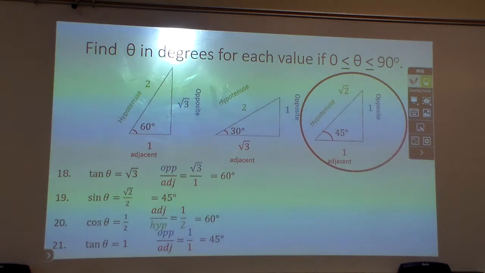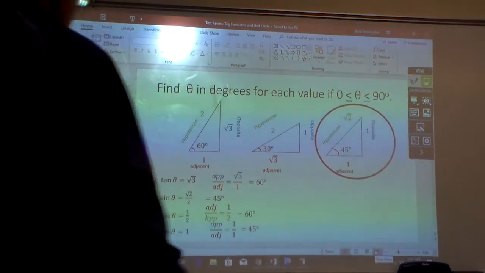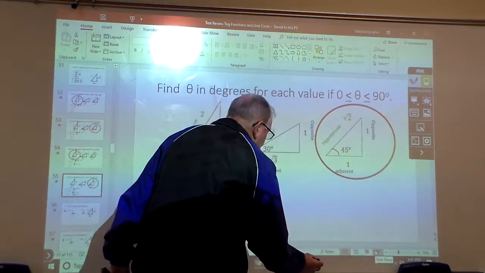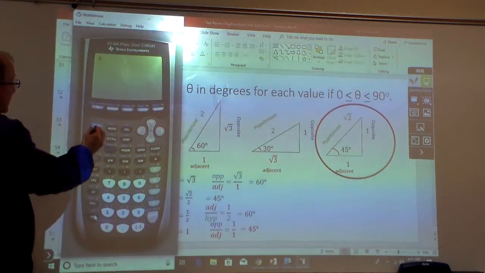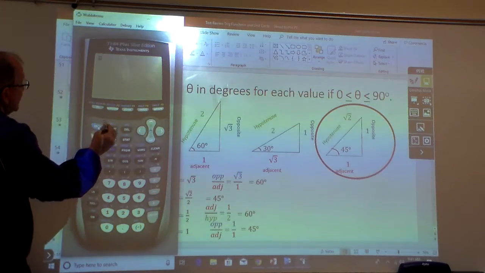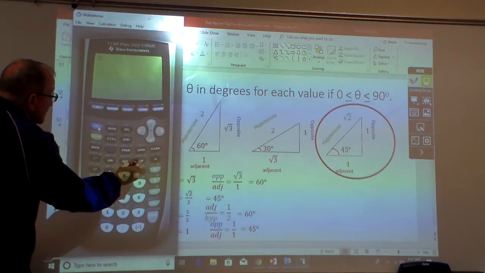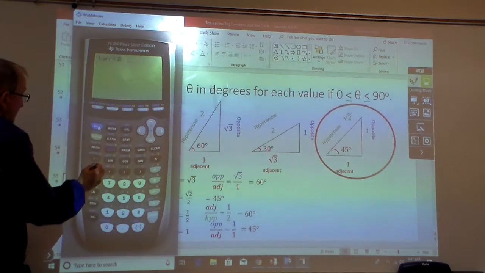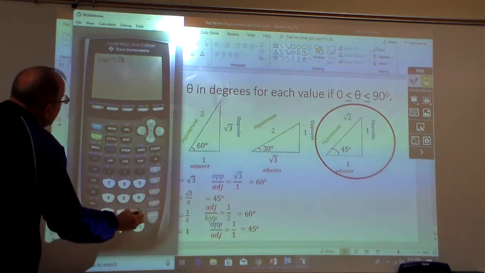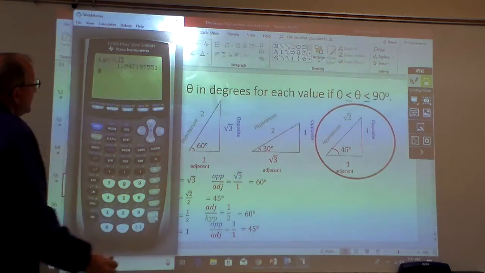The other thing you can do is you can get all these if you go to your calculator. And I'm going to do this real quick here. I'm just going to work one of them. I can go second tangent, because it's a tangent, right? And put this in here. Then put the second, put the square root of 3 and hit enter.